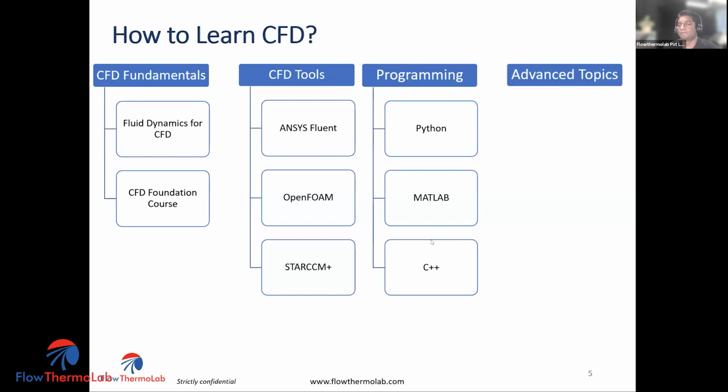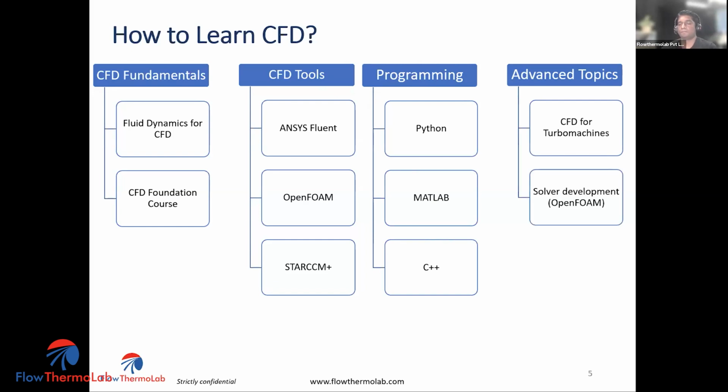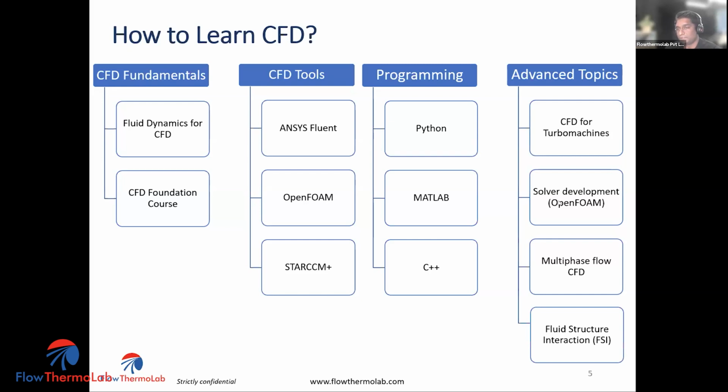And then there are advanced topics. Moving forward, automation is an advanced topic. CFD of turbo machines is a specific topic, where you're specializing in one domain. CFD of multi-phase flow is another topic, or solver development in OpenFOAM. This is an advanced topic you can look into. Multi-phase flow, fluid structure interaction, machine learning. All these are advanced topics. So you need to go from left to right. Don't jump into AI or machine learning and then learn CFD. First make your fundamentals clear, then go step by step towards advancement.